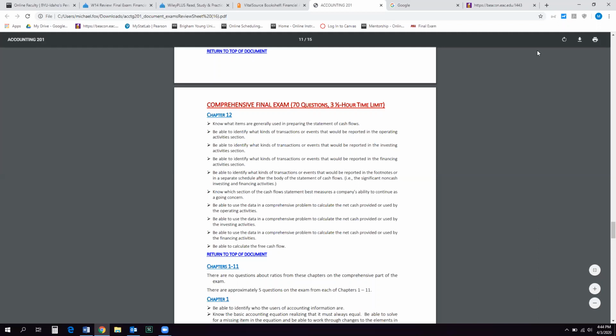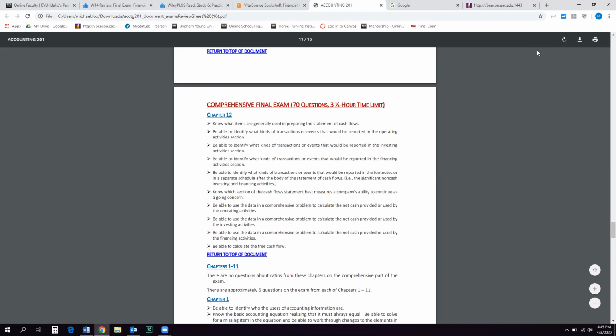Several people have asked me to just talk through the review guide. You can always find this review guide before each exam, in the exam review. If you click on it, it has this same PDF, which is broken down by exam. I'm going to start with chapter 12, since that's the bulk of it. That's 15 out of the 70 questions, and it's the newest information.